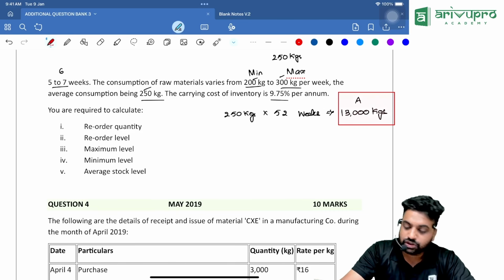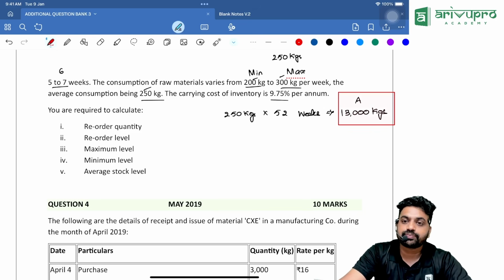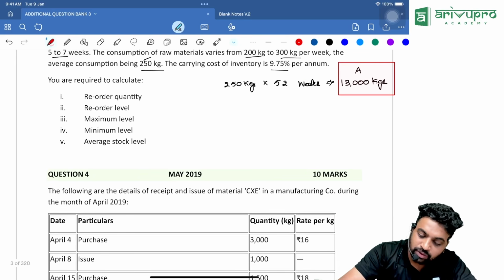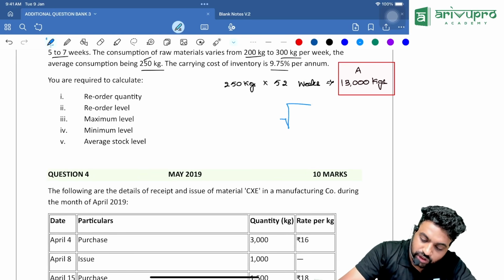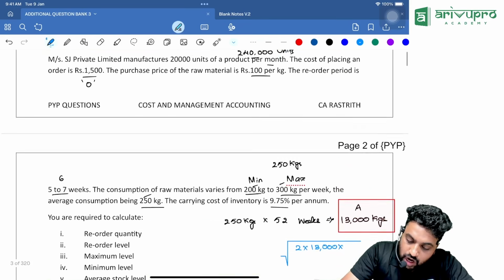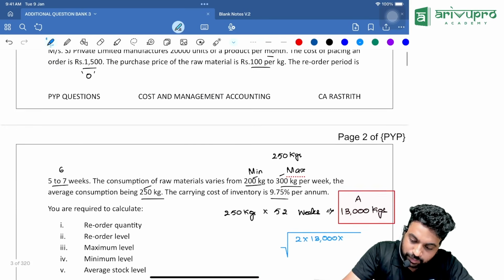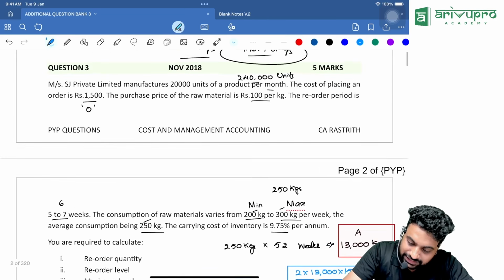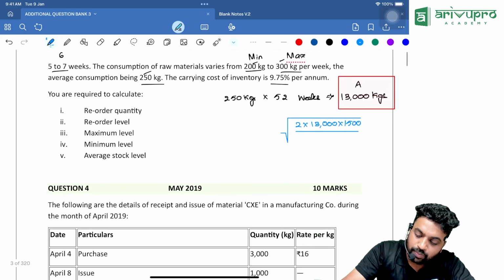This is why I asked you to mark it as last minute revision question. Anyone, any doubt in this computation of A? No? Shall we go to the EOQ? What is the formula for EOQ, people? Square root of 2AO divided by C. 2 into A is 13,000. O, ordering cost, is rupees 1,500. Divided by C, which is 9.75% of the purchase price. Purchase price being 100, 9.75% of it is 9.75.